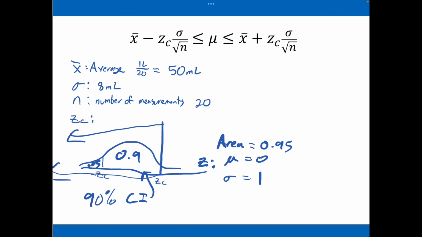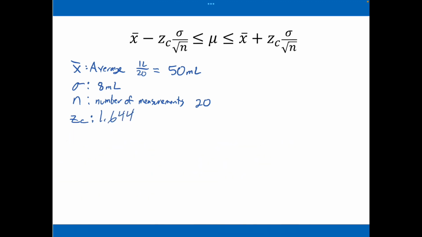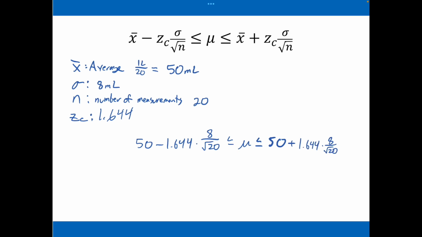Our final result is that Zc is 1.644. Okay, so now that we've found all our values, we're ready to put them in our formula and see what comes out. So we take these numbers, our x bar, our sigma, our n, and our Zc, put them in our equation, and type them in our calculator. So as we type these in, we get 50 minus 1.644 times 8 over the square root of 20 is less than or equal to mu is less than or equal to 50 plus 1.644 times 8 divided by the square root of 20. Typing this all into my calculator gives me 47.06 is less than or equal to mu is less than or equal to 52.94.